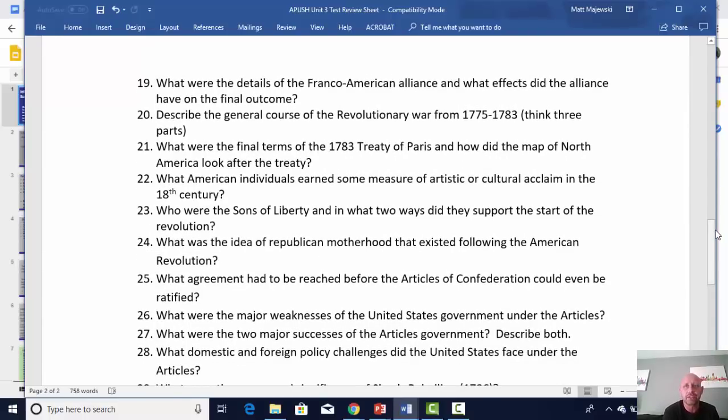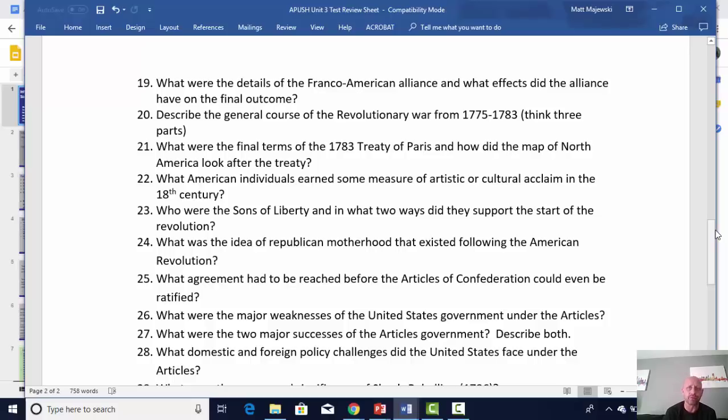19, what were the details of the Franco-American alliance and what effect did the alliance have on the outcome? Remember, when France signed it, it happened after the Battle of Saratoga. France agreed to recognize the United States as an official government, and they promised to fight with the Americans until the war was over. They gave military and financial aid to the Americans so that American success could happen. What were the effects? Absolutely critical. If it isn't for France, the U.S. does not win this war. That's how important they were.